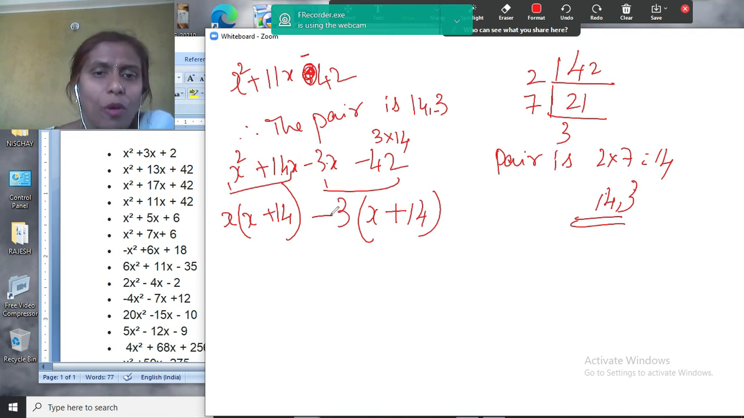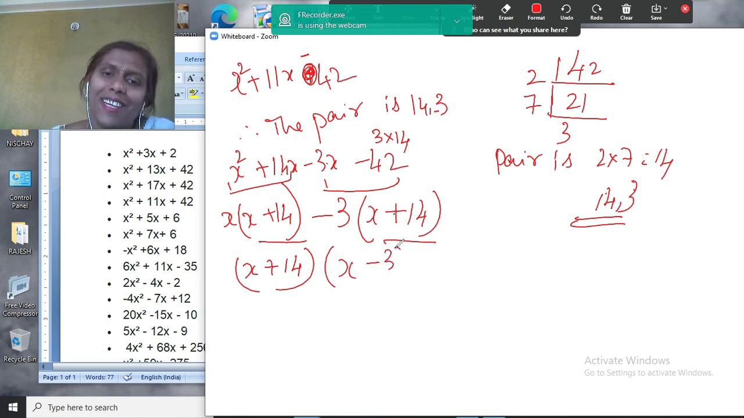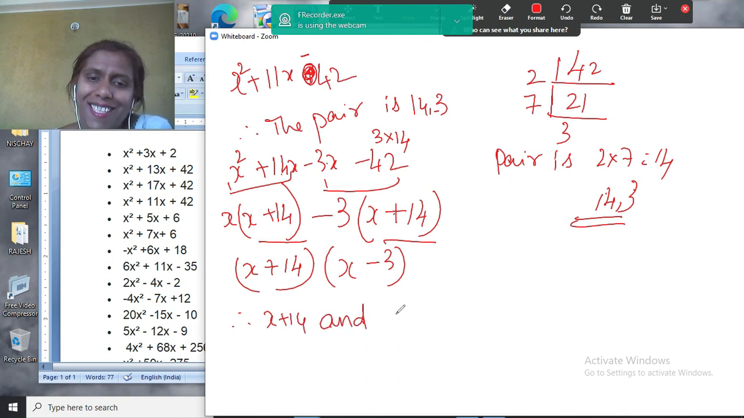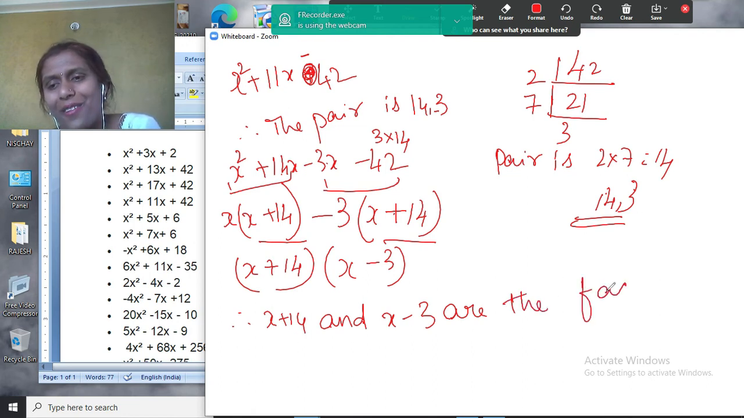Look, now I'll go and multiply back. Minus 3 into plus x is minus 3x, which is there up. Minus 3 into plus 14 is minus 42, which is there up. So my condition is satisfied. So what I am working is fine and correct. Now take x plus 14 out. Yes, x plus 14 is out. Therefore another x goes in and minus 3 goes in. Therefore x plus 14 and x minus 3 are the factors. We got it now, right?